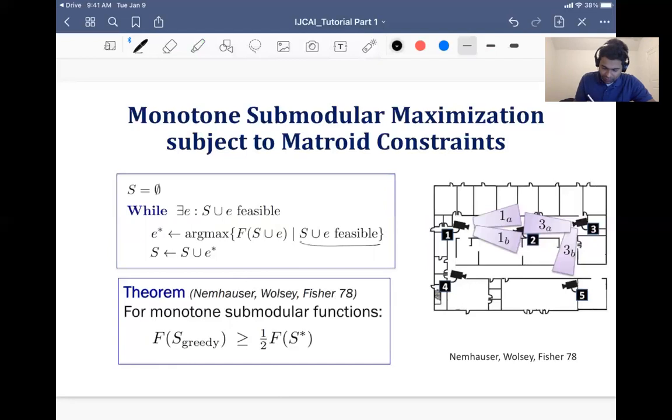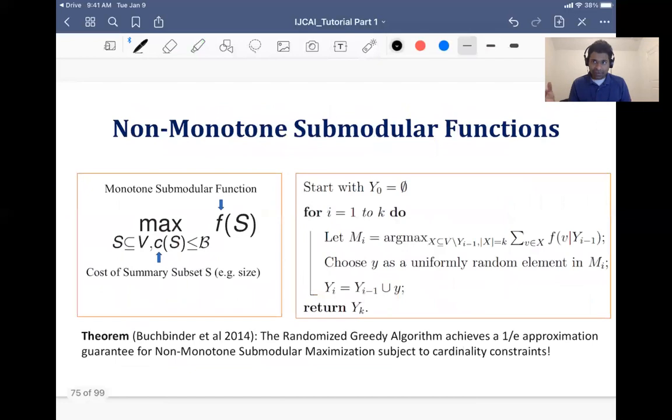For monotone submodular functions, the greedy satisfies a half times f of S star. So you get a slightly worse factor: 1 minus 1 over e is 0.63, and you get 0.5 now, but it's still a constant factor, right?